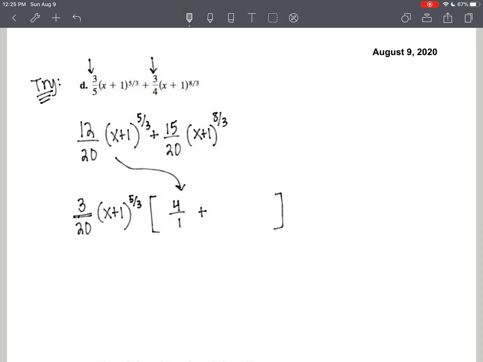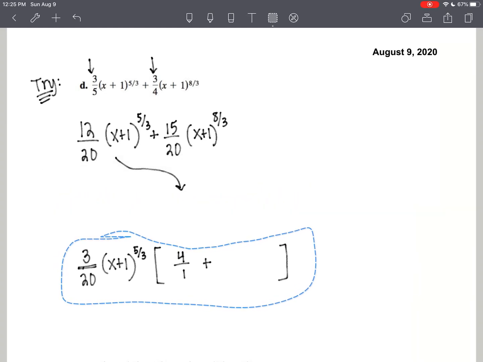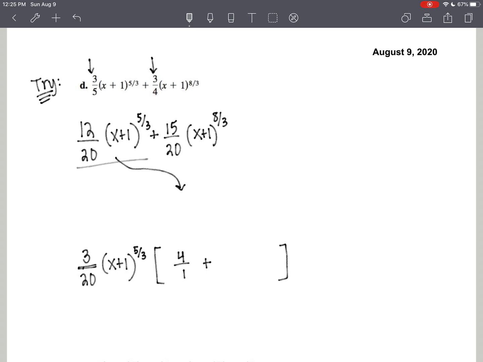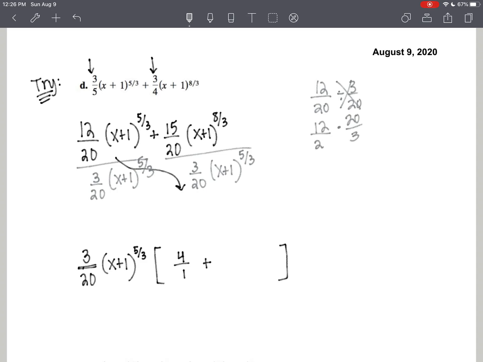let me show you what we're doing here. And this is why it would be very helpful for you to show your work. You're going to get more confident, right? So you take out a 3/20 times x plus 1 to the 5/3. You took out a 3/20 times x plus 1 to the 5/3. So 12/20 divided by 3/20 is the same thing as multiplying by 20/3. So the 20ths cancel out. 12 divided by 3 is 4, and that's where we got that 4 from. The x plus 1, those canceled.